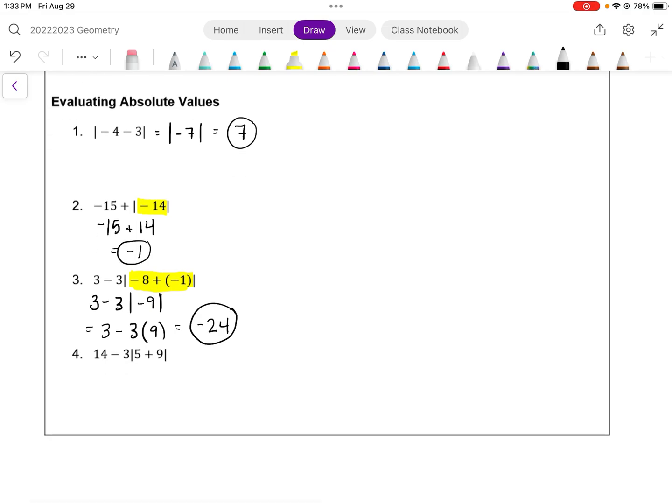Maybe you try the last one. Pause when you're ready, unpause, but the same thing. Deal with your absolute value first. Okay, 5 plus 9 is just 14. The absolute value of 14 is just 14. This is going to give us 14 minus 42, which is negative 28. And there you have it. Pretty simple. Just anytime you see those absolute value bars, that represents the distance from 0, so it's always positive.